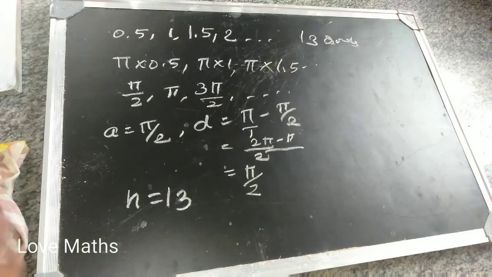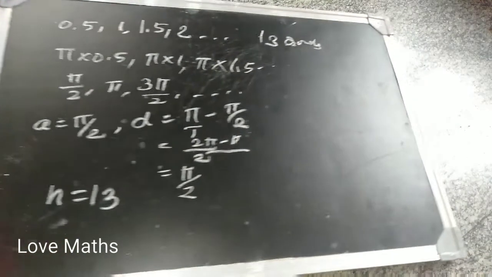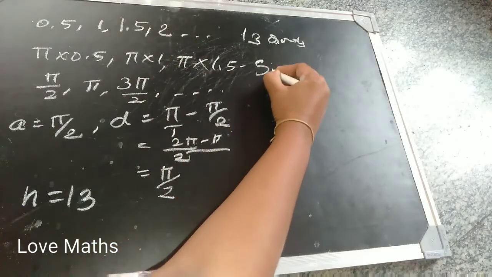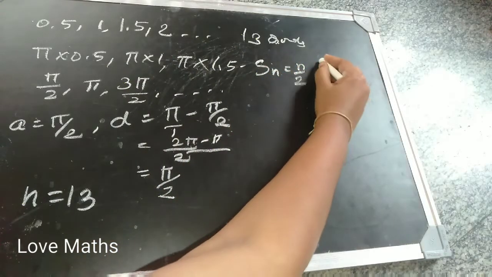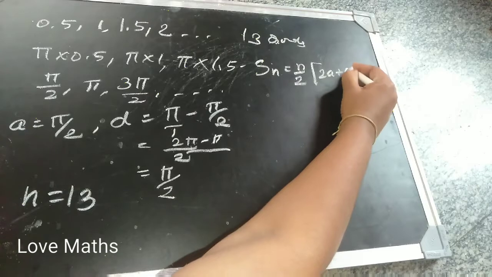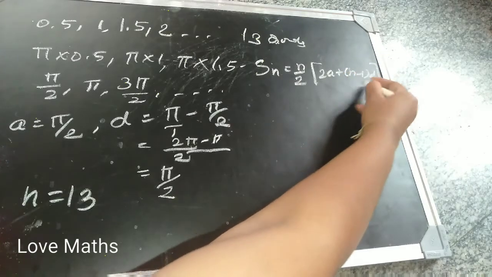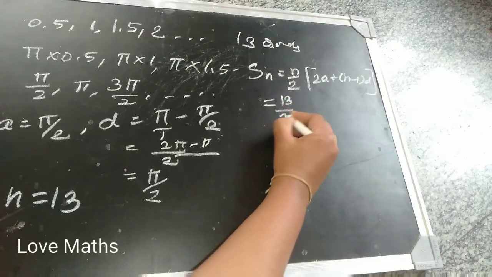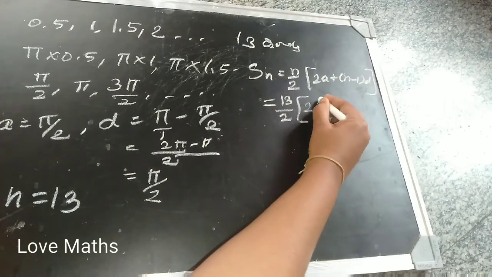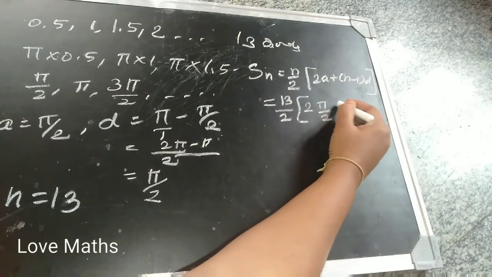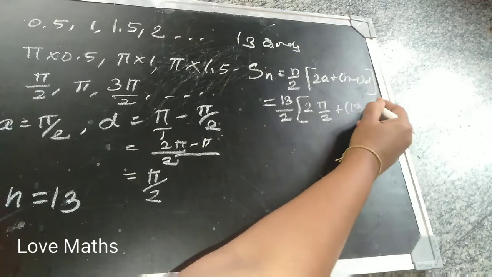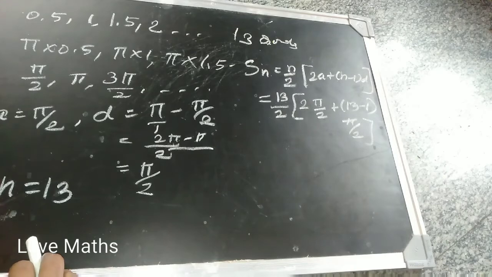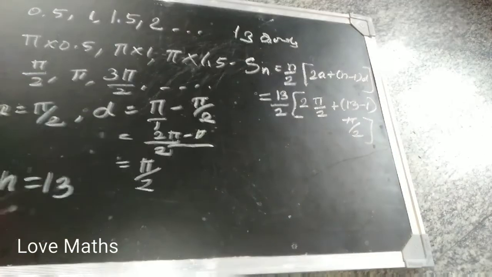Now we have to find out the values. Write the Sn formula. Sn is n by 2 into (2a plus (n minus 1) into d). So n is 13. 13 by 2 into 2a, where a is pi by 2, plus 13 minus 1, d is also pi by 2. Okay. Next we are going to see this.